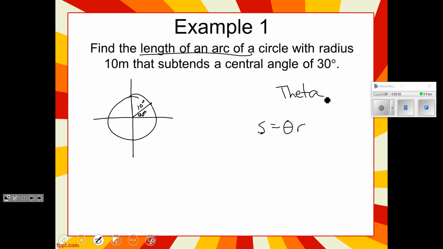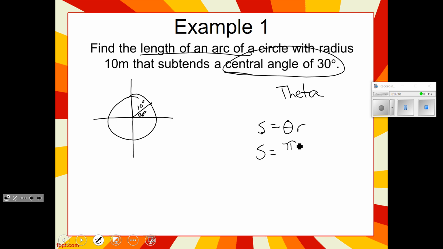All right. So S is your length, and that's what we're searching for. Theta is your angle. So my question is, my angle is 30 degrees, but am I going to plug in 30 degrees? No, because you have to plug it in terms of radians. So what would I plug in? I'm going to plug in pi over 6.